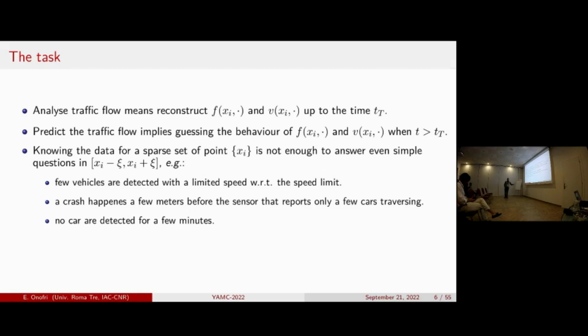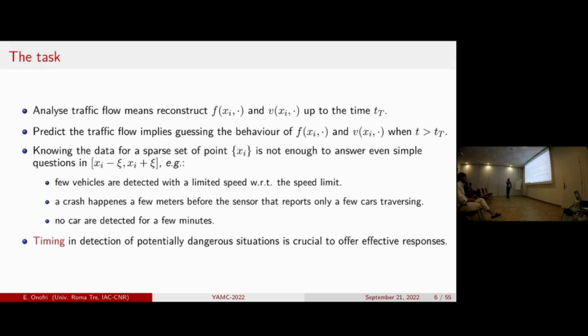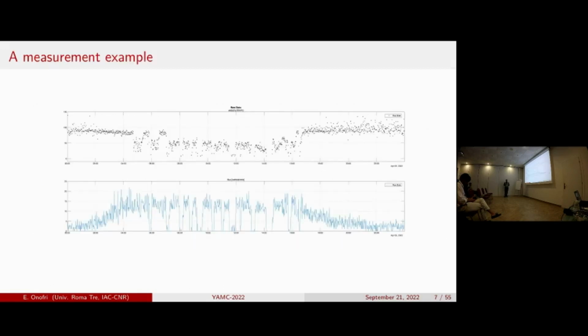Of course, these models are meant to help the owner of the street make a very careful decision, like closing some gates, or maybe sending some emergency vehicles or stuff like that. And of course, this decision costs money, and they don't want to waste money. So timing in detection of potentially dangerous situations is very crucial, and so we would like to refine our measurements and our simulation as much as possible.